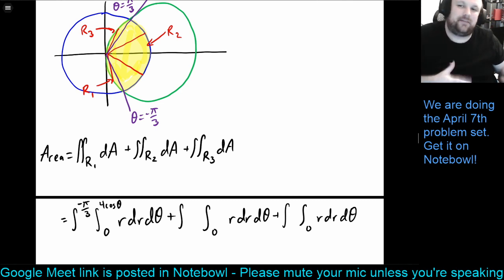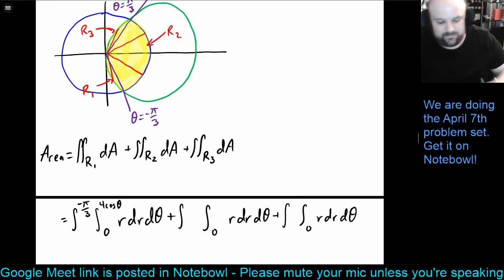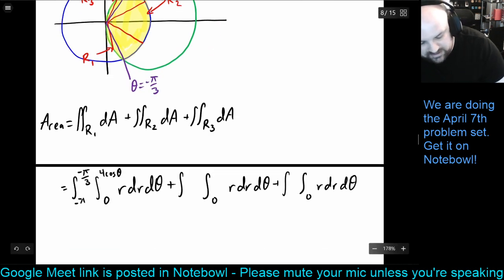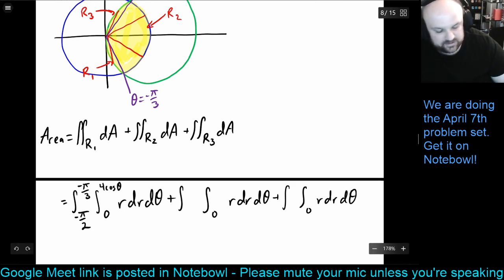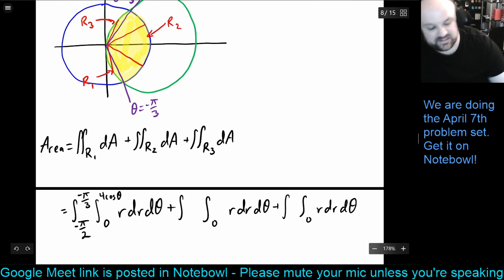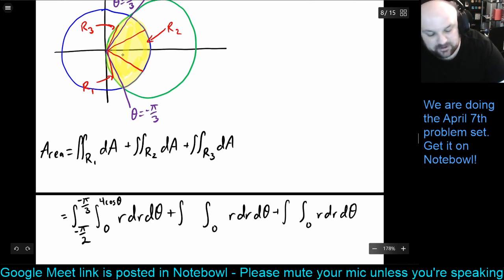Yeah, so that's the minus pi over 2 right there. Right, so minus pi over 2 is when this starts coming out of the origin. Here we have minus pi over 2. Right, so that takes care of the first part. The second part, this is the part that starts at 0 and ends on the blue circle.